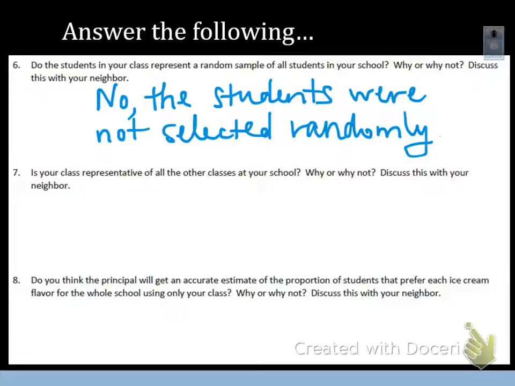Okay, number 7 here. Is your class representative of all the other classes at your school? Why or why not? Okay, well, if I think about our class, it would be representative of 8th graders, but it would not be representative of 6th or 7th graders. So it definitely represents part of an 8th grade, but not every single age group at our school.